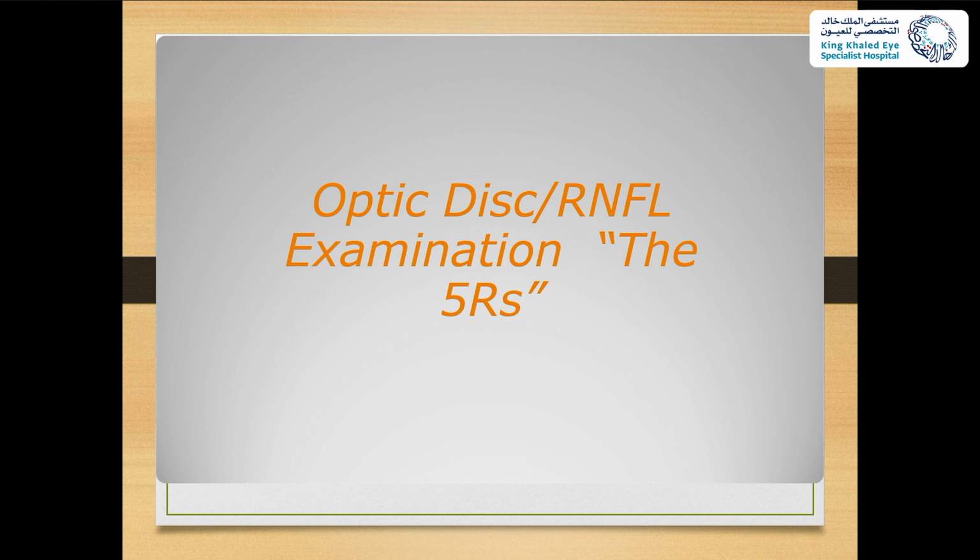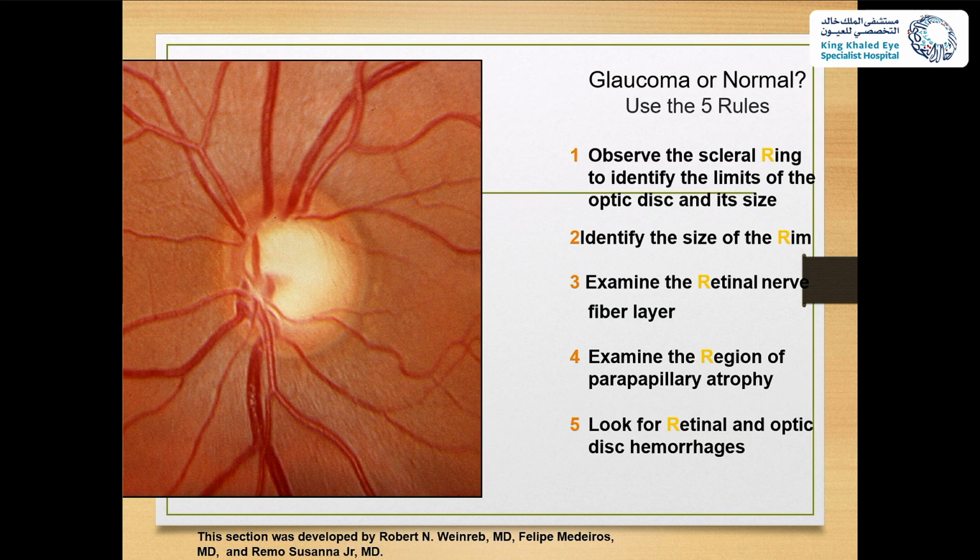Another useful method is to check for the 5 R's in the optic disc examination and nerve fiber layer. Whether it's glaucoma or normal, use the 5 R's. Observe the scleral ring to identify the limits of the optic disc and its size. Rim: identify the size of the rim itself, from the disc margin to the rim margin. Examine the retinal nerve fiber layer for any defect. Examine the region of parapapillary atrophy, if there is any atrophic beta zone or increasing size of the beta zone. Look for retinal and optic disc hemorrhages, which can happen, as we said, more in open angle glaucoma or normal tension glaucoma.